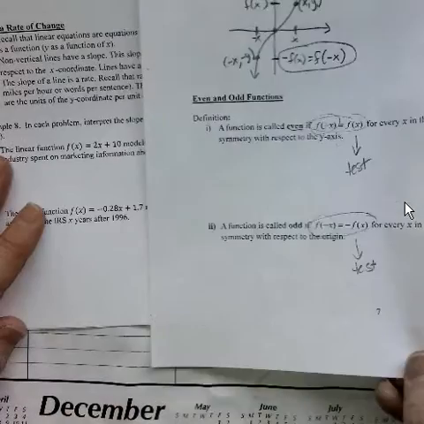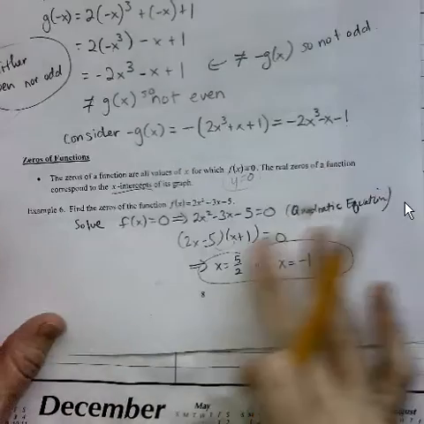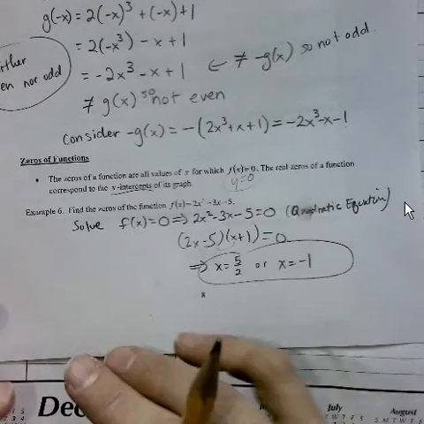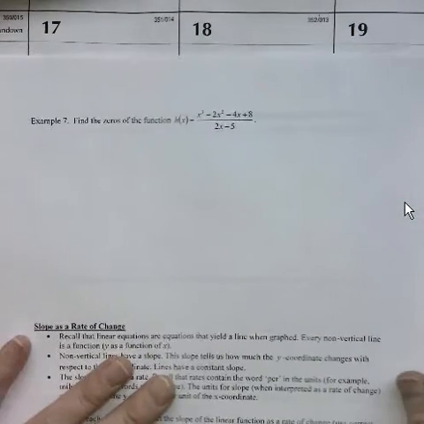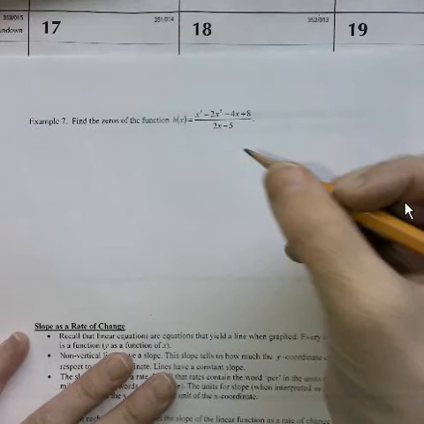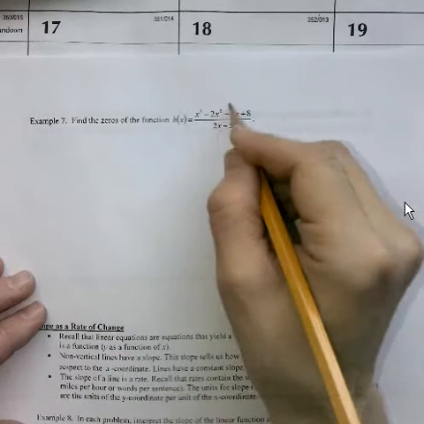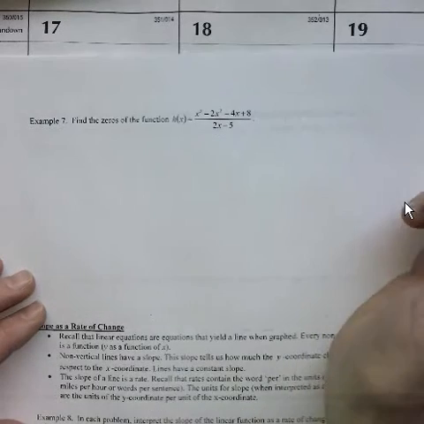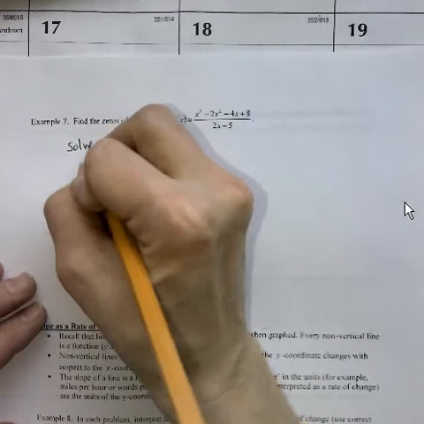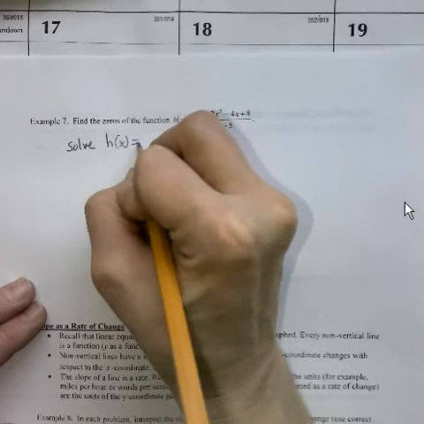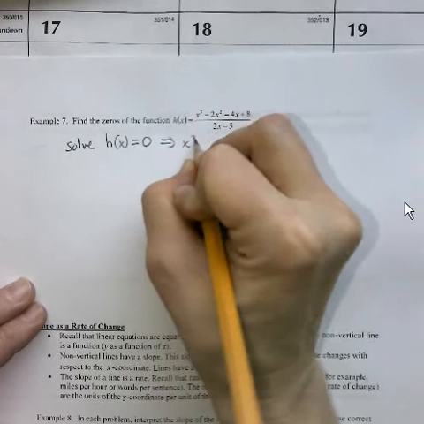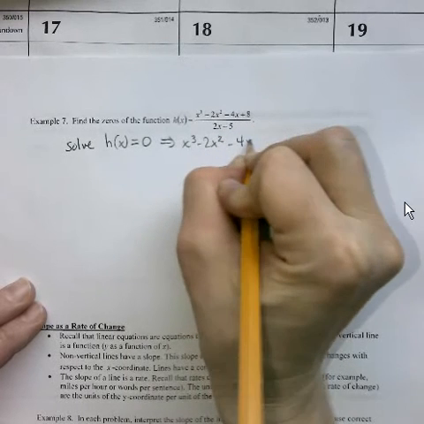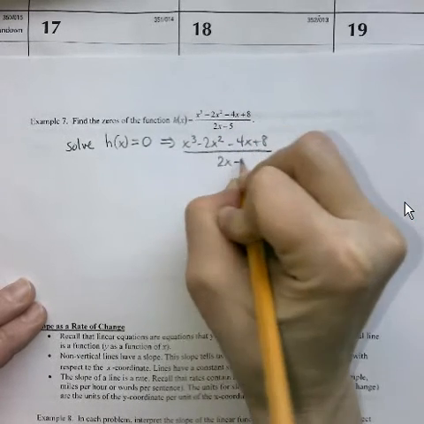All right, so you don't need the graph to answer the question, but it's nice to have the graph to back up and see if your algebra is making sense. Okay, in example 7, this one looks more complicated, but the idea is the same. We want to know what numbers we can plug in this thing that will give us 0. So we want to solve h at x equals 0, or in other words, this whole thing equals 0.